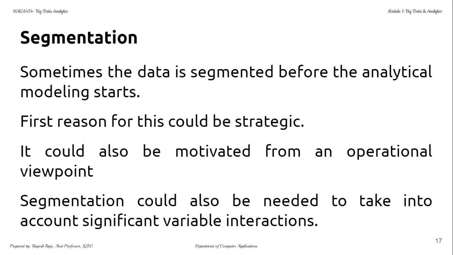Segmentation could also be needed to take into account significant variable interactions. In this case, there may be one particular variable that strongly interacts with other variables. So one variable might be related or interacting with multiple other variables, which might be sensible to segment. In that particular case, we have to do a segmentation, and the segmentation is usually done by the business experts using their knowledge as well as their experience and expertise. And for this we might be using multiple things like decision trees, k-means, and self-organizing maps and so on.